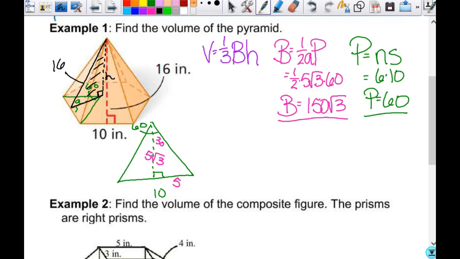Do I have enough information to find the height? Yes. I'm going to use h, 16, and what? The apothem, 5 square root of 3. And see how I drew in that little triangle even though I didn't really use it in that picture? If I hadn't drawn it in, I might not be able to see that connection and understand that I already have that number there that I need. So now I do Pythagorean theorem. H squared plus 5 square root of 3 squared equals 16 squared.